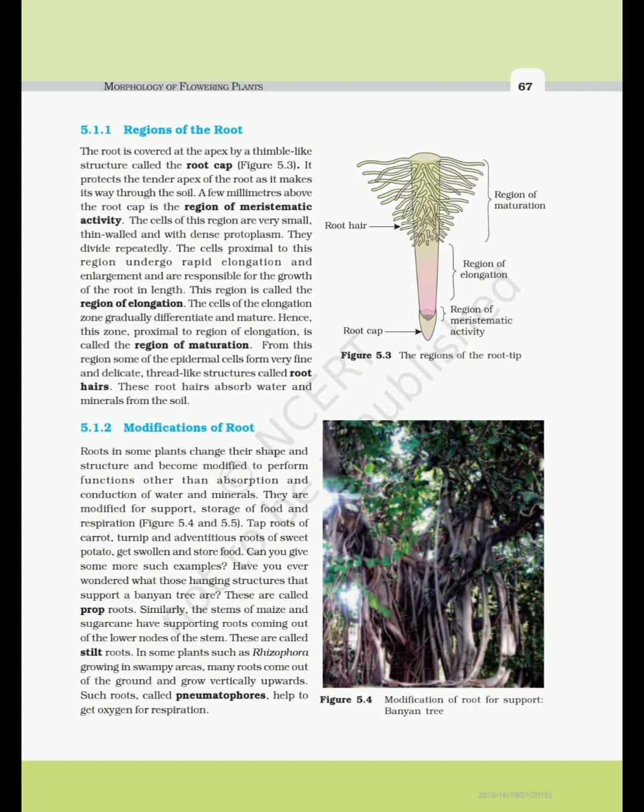Have you ever wondered what those hanging structures that support a banyan tree are? These are called prop roots. Similarly, the stems of maize and sugarcane have supporting roots coming out of the lower nodes of the stem. These are called stilt roots. In some plants such as Rhizophora growing in swampy areas, many roots come out of the ground and grow vertically upwards. Such roots, called pneumatophores, help to get oxygen for respiration.